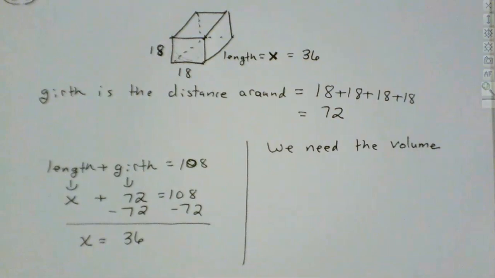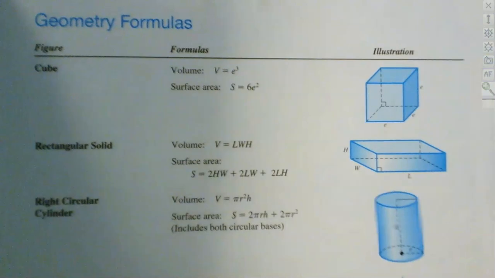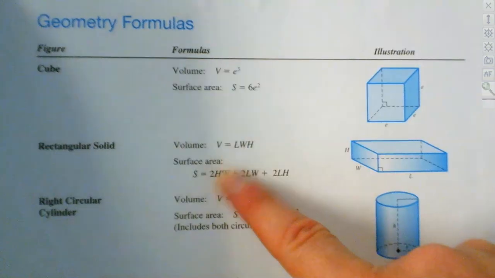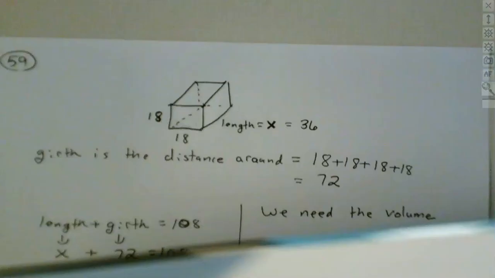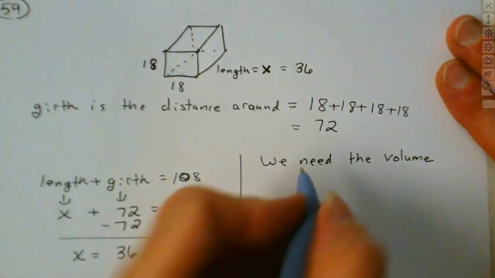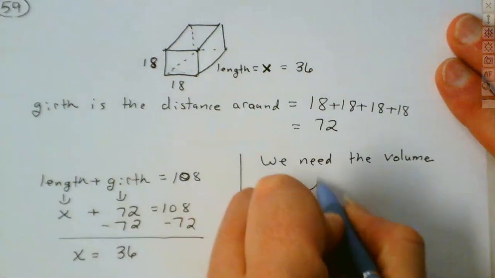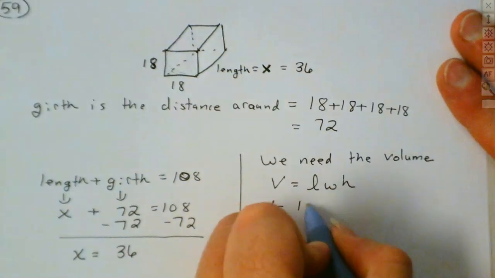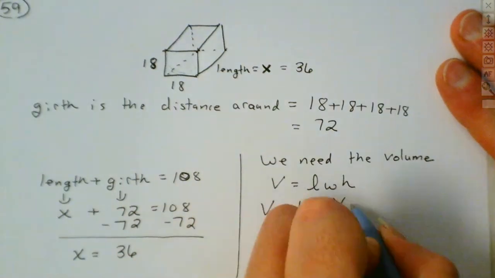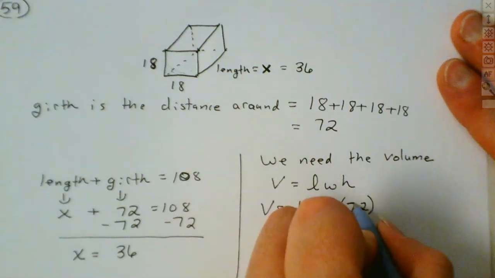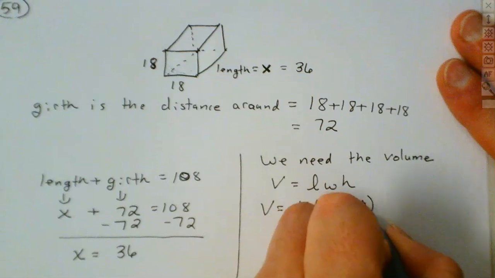We're going to go to the back cover of our textbook. And this is what's called a rectangular solid. And what do we do for our volume? Length times width times height. So all 3 measurements get multiplied together. So we need to find this volume. The volume is V equals length times width times the height. So that's going to be 18 times 18 times our 72. Or not 72, 36 I mean, sorry about that. Because that's our length there, right?